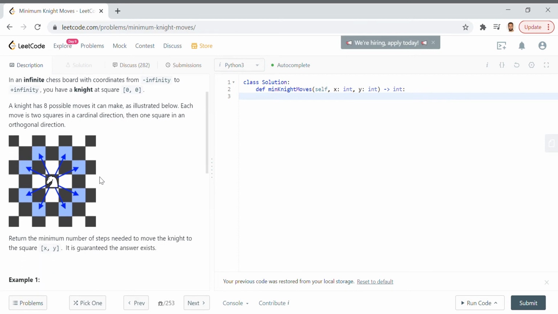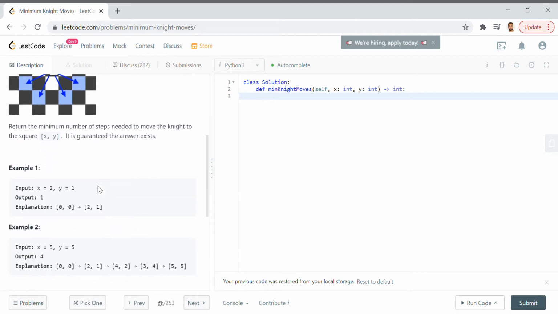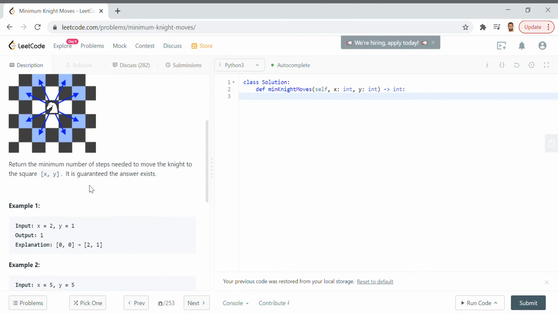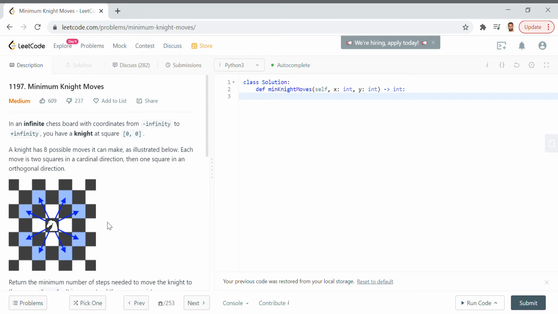If you're familiar with chess, you know that the knight moves a specific way: 2 to the right, 1 down or up, and 2 down, 1 to the right or left, and so on. Anyway, you receive a pair of coordinates for where you want the knight to go, and you need to come up with a way to get the knight there in as few moves as possible. Minimum knight moves, right?